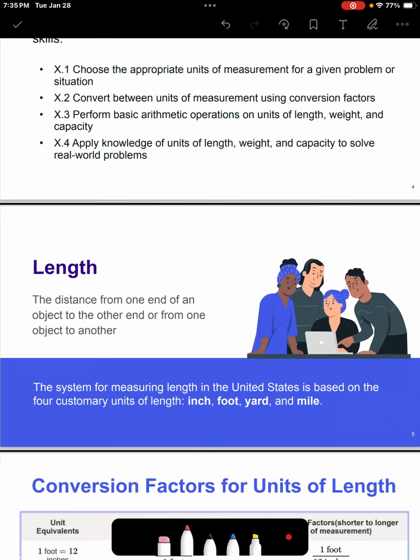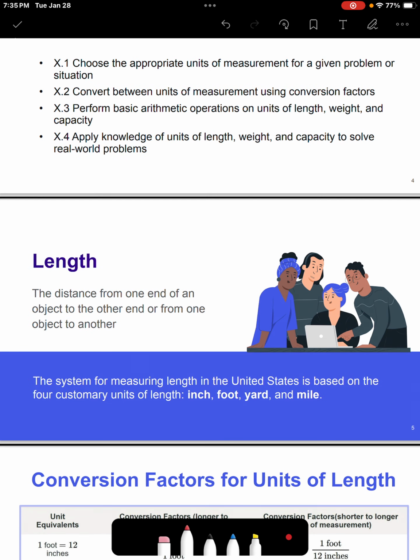So when we think about length, length is the distance from one end of an object to the other end, or from one object to another. Let's just do a line. If I do a line, the length is from point A to point B. That's the length.